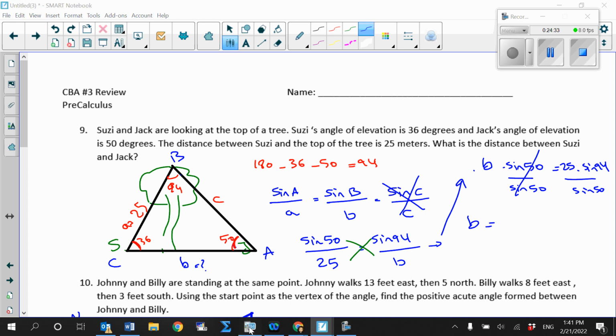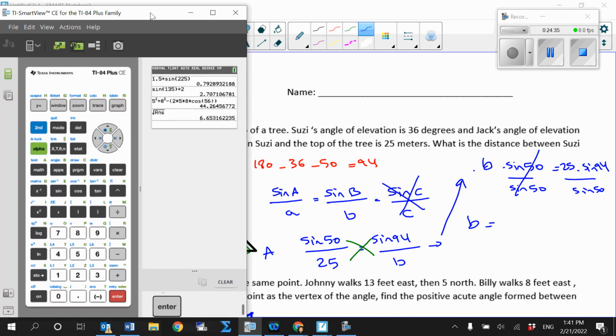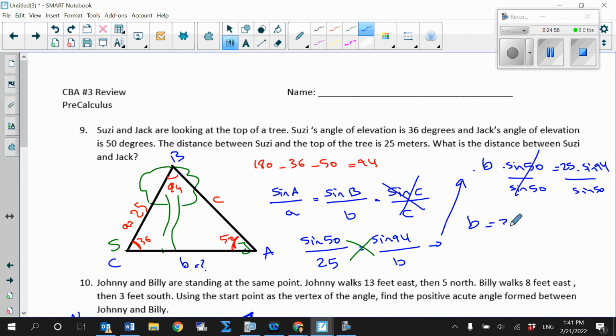Okay, let's go to the calculator. Make sure your calculator is in degrees mode. So 25 times sine of 94 divided by sine of 50, which is 32.55. So 32.55 is the other side that we were looking for, and it's basically the distance between Susie and Jack.